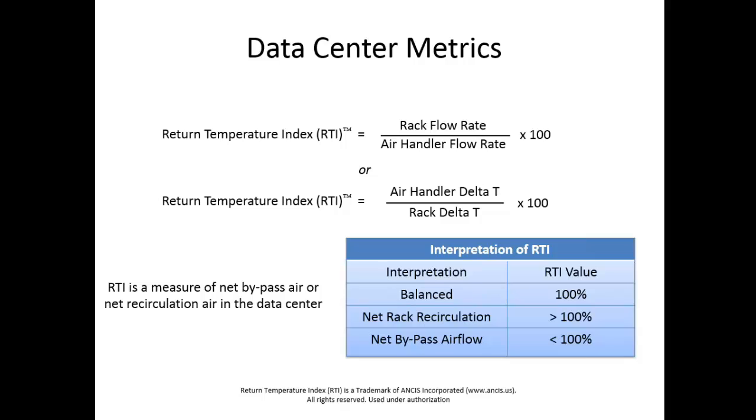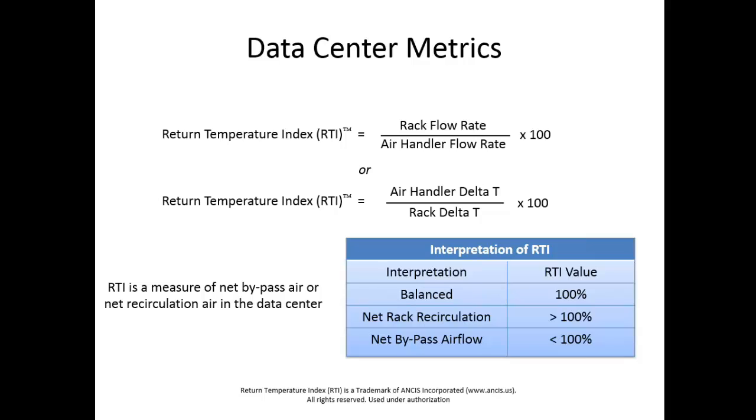And I tend to use the flow ratio here more than the delta T's because, of course, we're modeling CFD flow. So here what we have is the rack flow rate in the numerator divided by the air handler flow rate in the denominator. And this becomes your return temperature index. It is a measure of the net bypass or net recirculation air of the air handlers in the data center. So if it's balanced, it should be 100%.